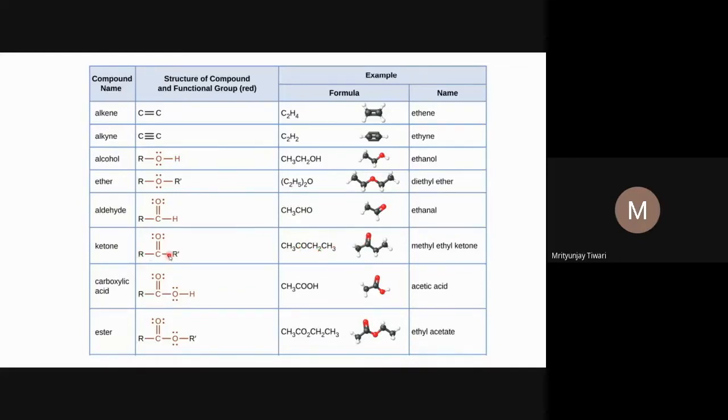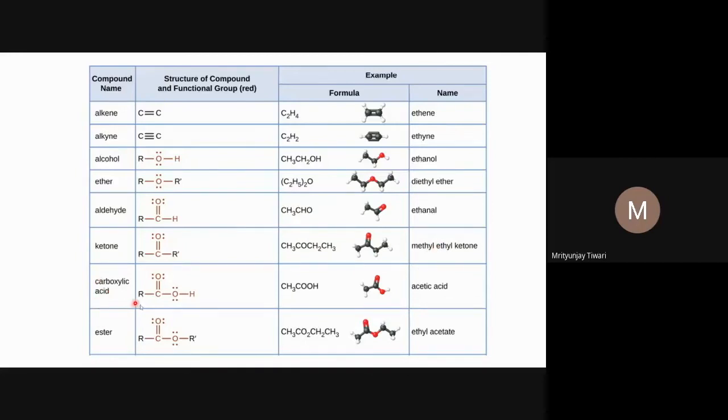This is the structure, and this is the ethyl group CH2CH3. So this is a ketone, and the ketone name is written with ONE. And the common name is what? This is methyl, and this is ethyl CH2CH3. So we write methyl ethyl ketone. We write the methyl with fewer carbon atoms first, then ethyl ketone. You can also write ethyl methyl ketone. So this is a common name.